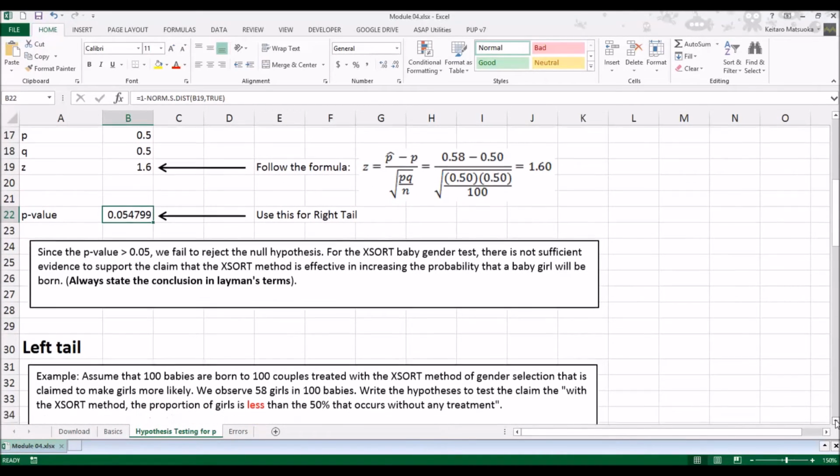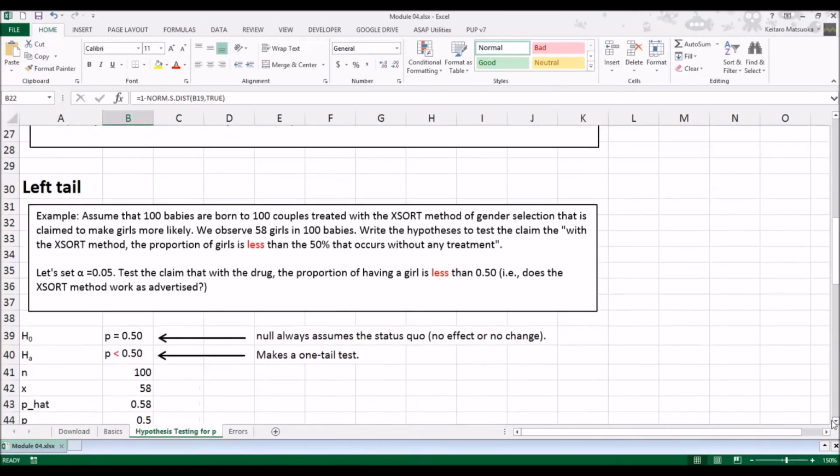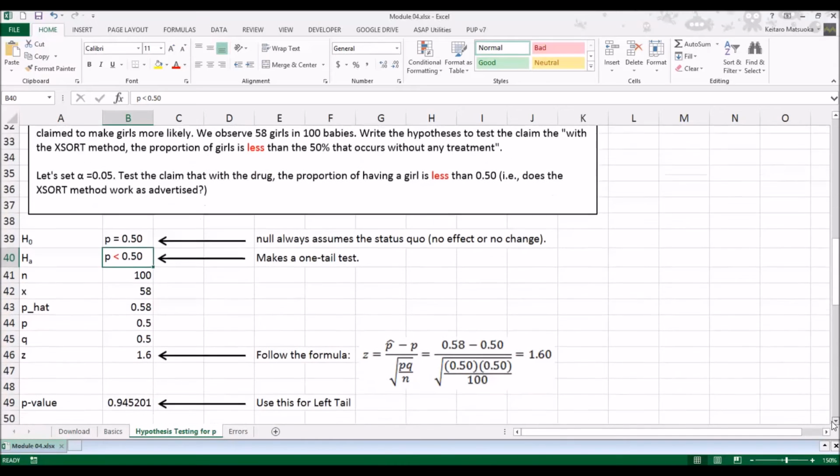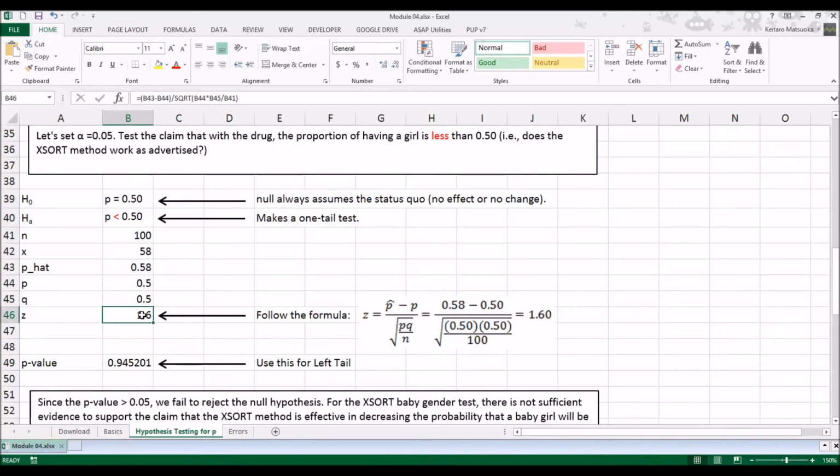Let's look at the left tail example. We're going to be using the exact same problem, except that in this case the proportion of girls is less than the 50%. So how does that make any differences? Okay. So the null is going to be the same. We're still going to assume it's 50-50. But in this case, since it's less than 50%, the sign is less than. The calculations are the same. 1.6, test statistic the same.